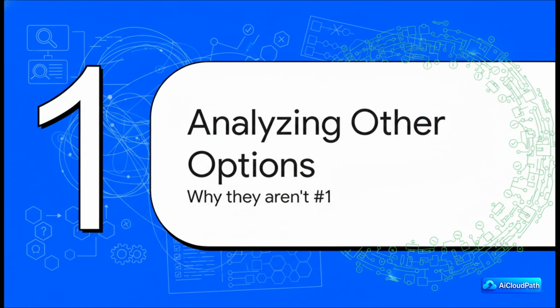Okay, so now for the really interesting part. Let's dig into why the other options are wrong. I mean, they're not bad things to consider in general, but for this specific job, they just aren't the number one priority. Getting this right is how you develop those sharp instincts for building great AI.